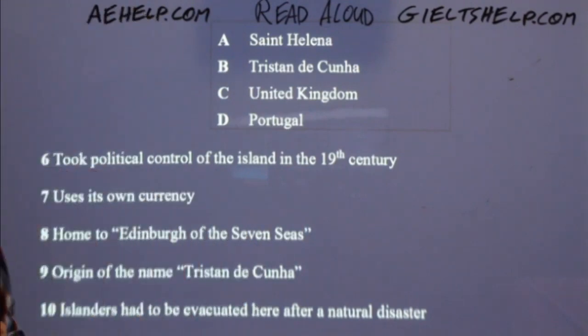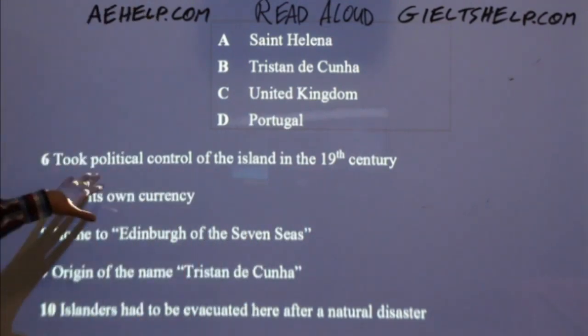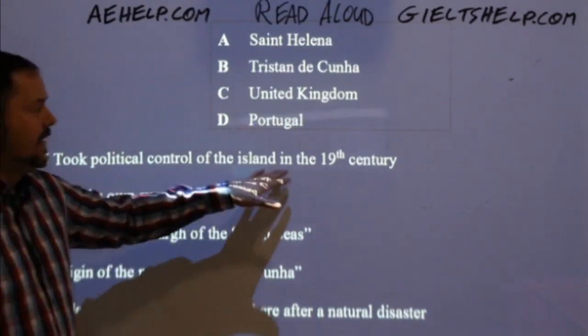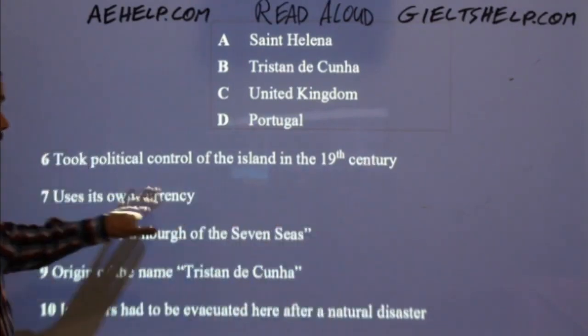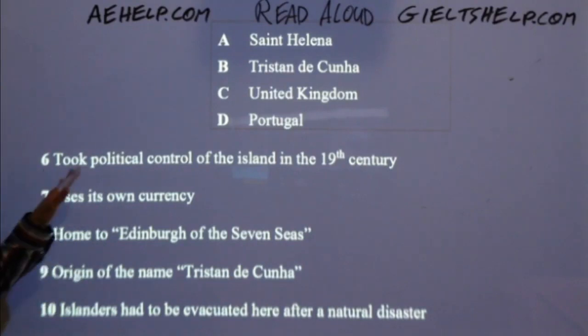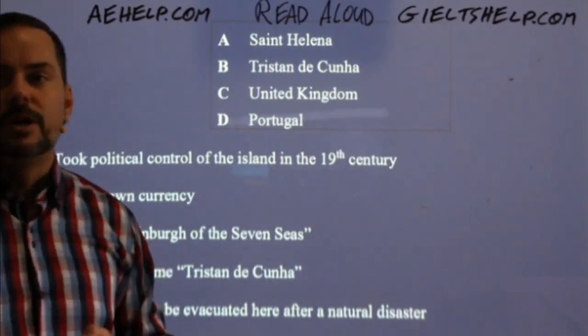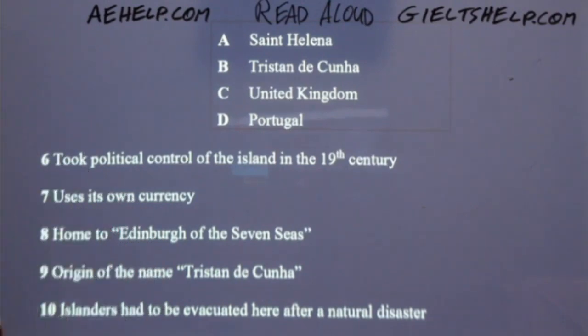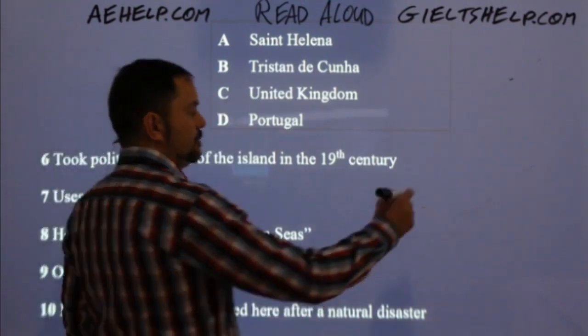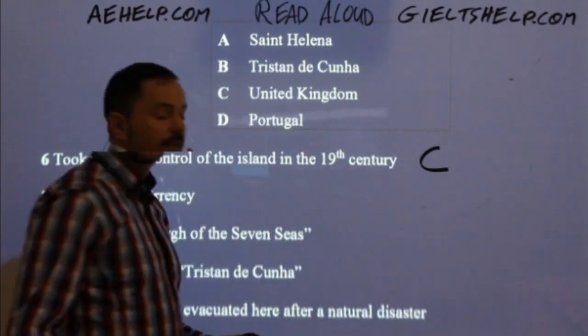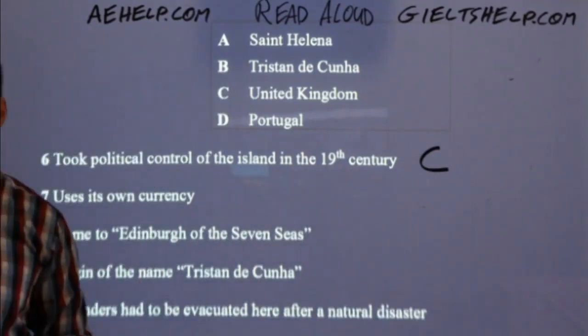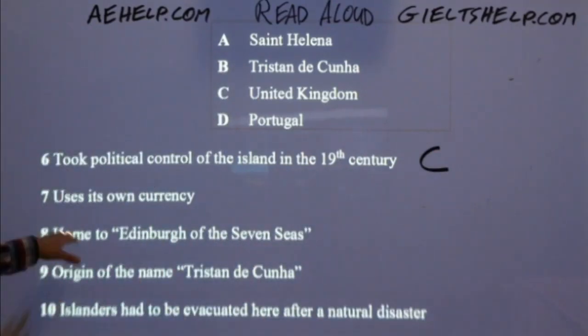All right. So, took political control of the island in the 19th century. So in the 1800s, they took control of the island. Who was that? Who took control of Tristan da Cunha? That's right, Hassan. United Kingdom. Make sure you don't write United Kingdom, but you put C into the answer sheet. Very good.